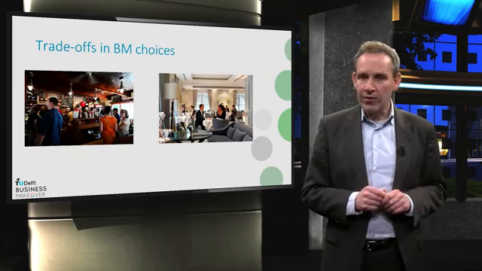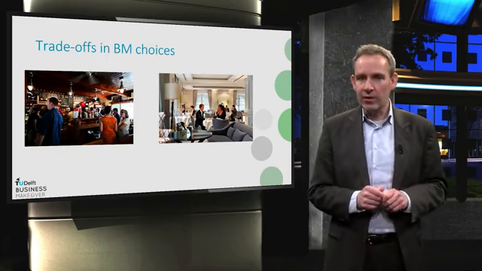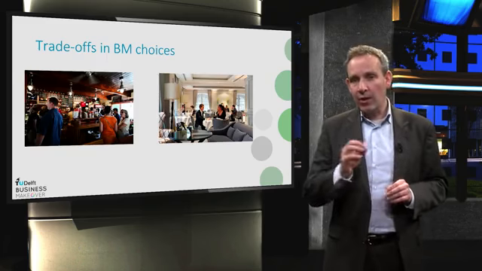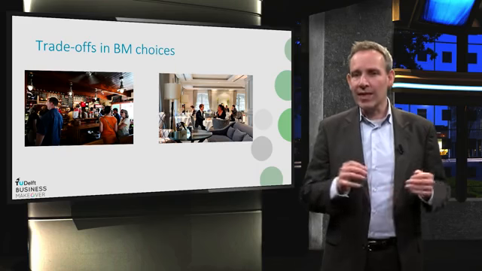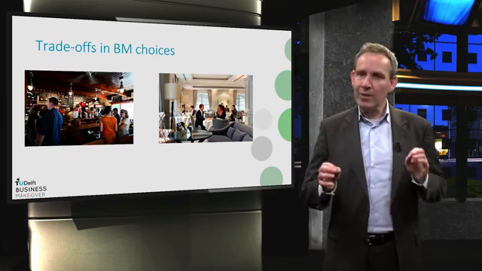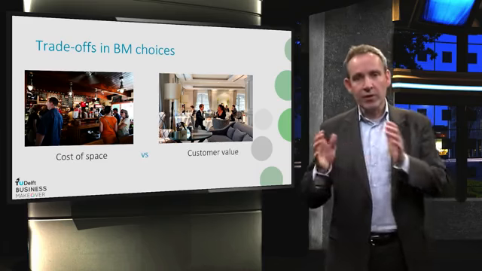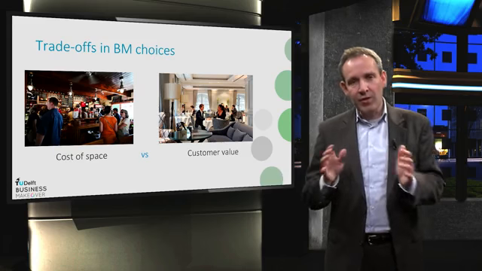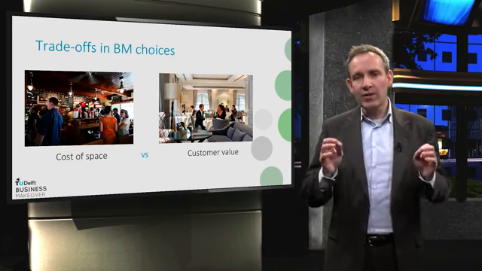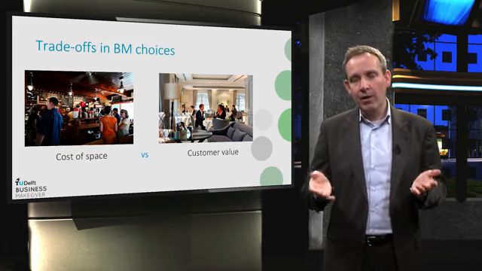Take again Gordon, our restaurant owner. He currently has some standing tables in his restaurant to save space, but he learned that most customers prefer to sit instead of stand up during their meal. He therefore has to make the trade-off between efficient use of space and cost versus customer value. So designing a business model is an iterative process as well as a balancing act.